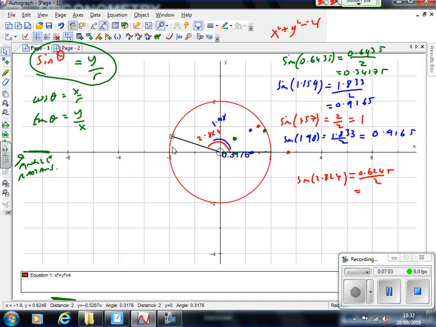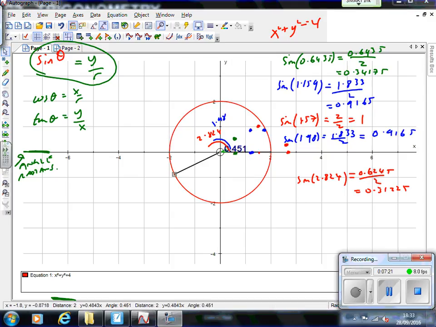6245 divided by 2, and we've got 0.31225. So my proportion, 0.3125, is about there. Okay, cool, looking good. Now let's start moving the circle around even more.